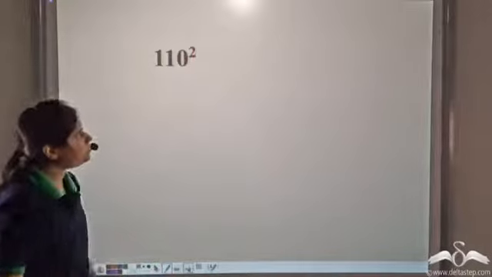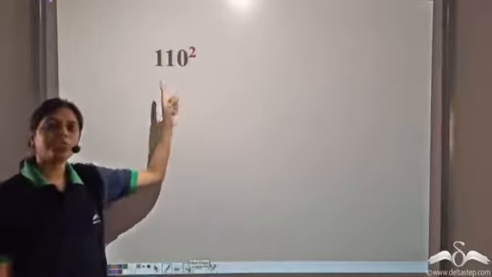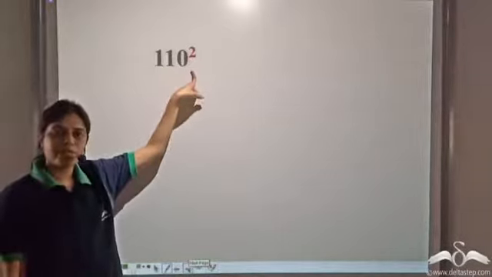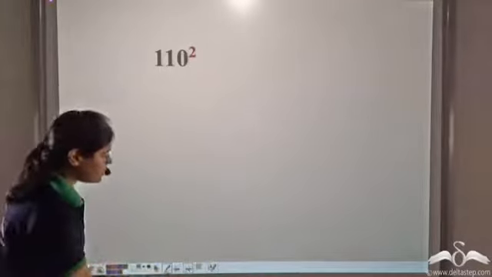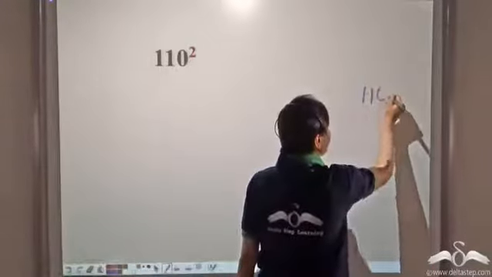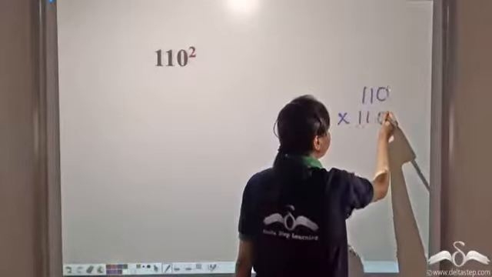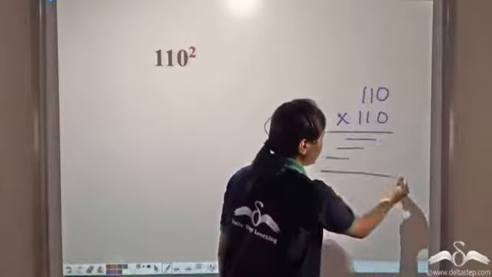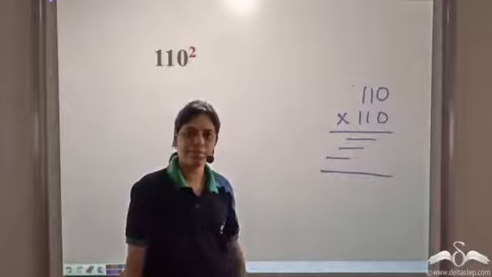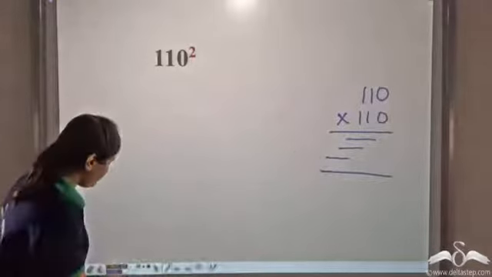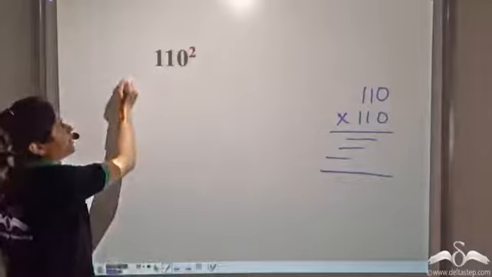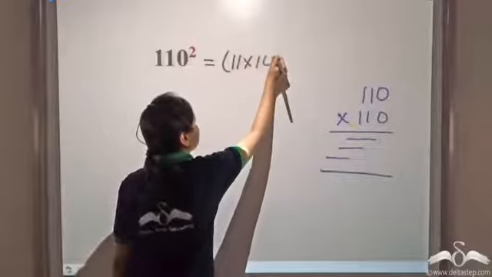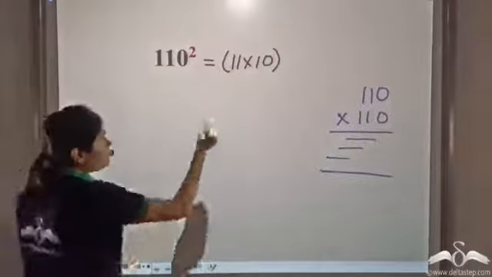Let us see how. Say you need to calculate the square of 110, which is 110 square. Now, to find the square of this number, you need to multiply this 3-digit number with itself. So this will give you 3 lines of multiplication, and then you have to add them. A simpler way of doing it will be writing this 110 square as (11 into 10) whole square.